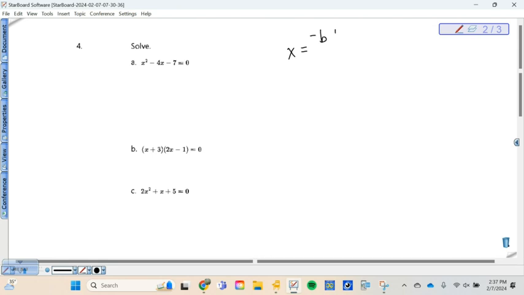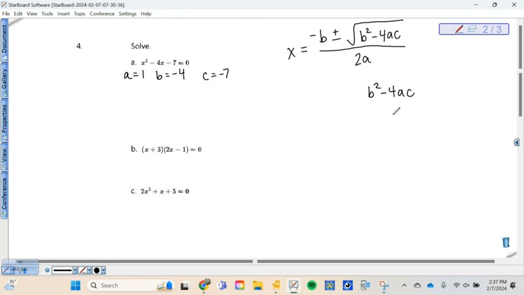Yeah, the quadratic formula. Write that down. X equals -b plus or minus the square root of, and let's again identify A, B, and C first. So what's A? B and C? Good. Okay, let's do our discriminant then, the b squared minus 4ac.